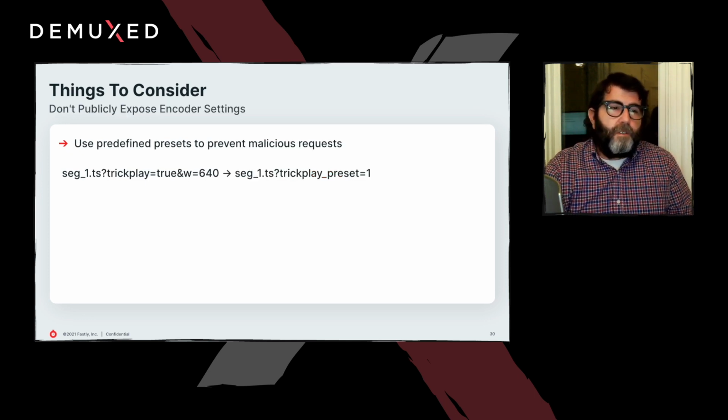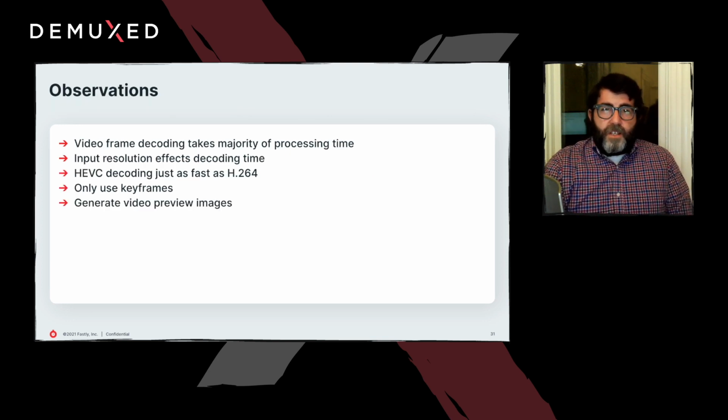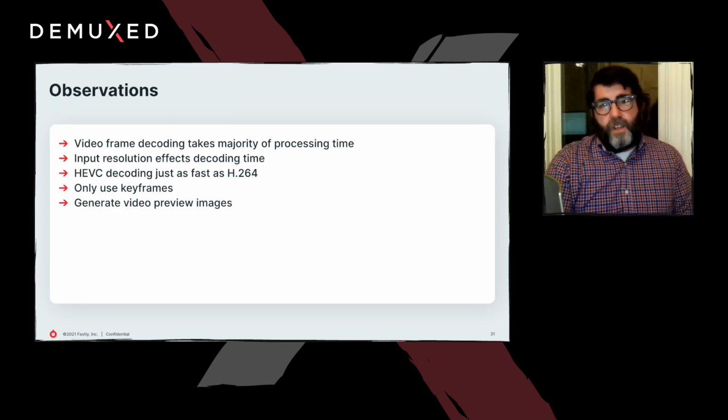For this demo, we use query parameters that explicitly tell the encoder what to do. But in a production environment, we advise using predefined encoding presets so you don't publicly expose encode settings which could lead to malicious requests. Here are a few observations we've made while working with this application.